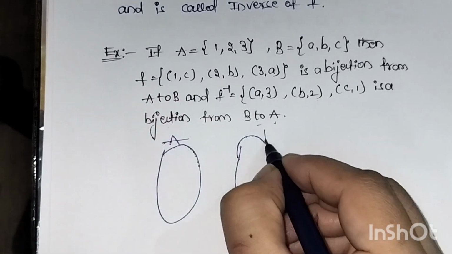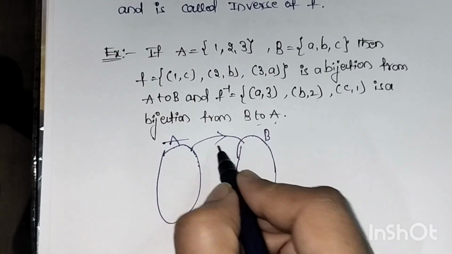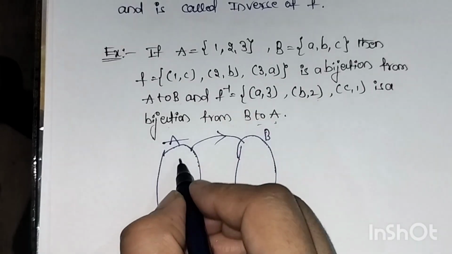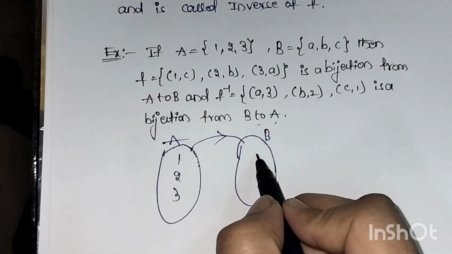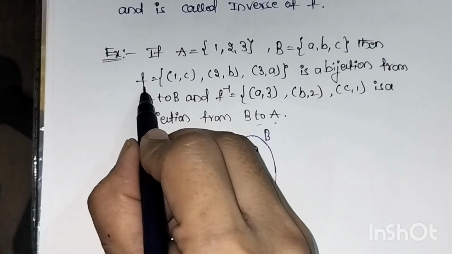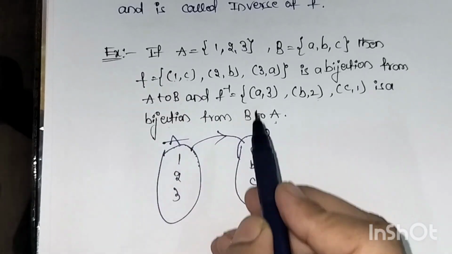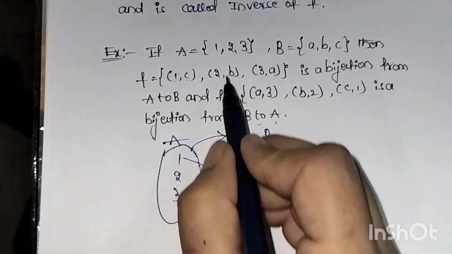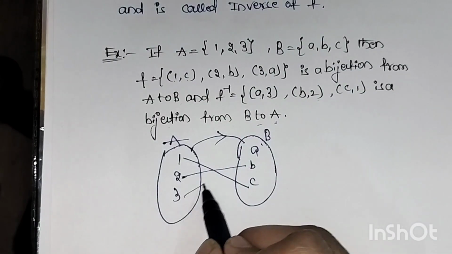This is set A, this is set B. F is a function from A to B. Set A elements are 1, 2, 3. Set B elements are a, b, c. F is a function from A to B. So 1 to c, 2 to b, 3 to a.